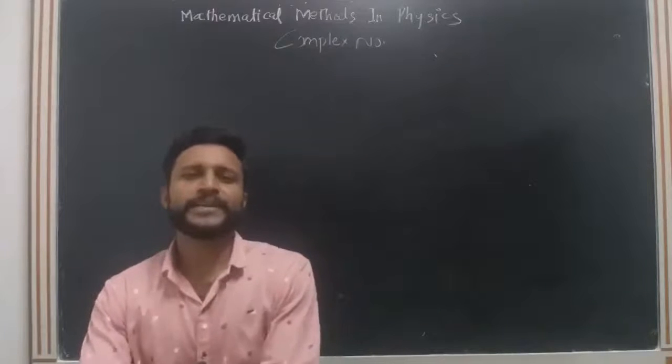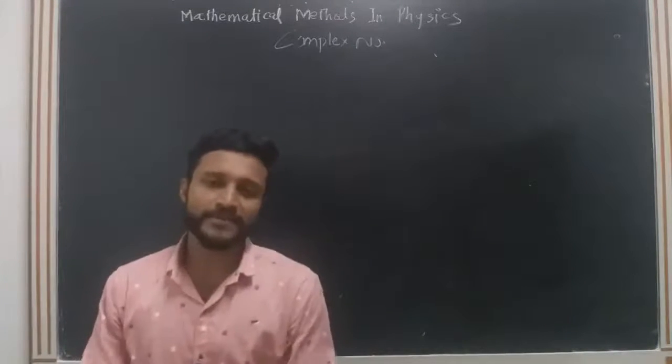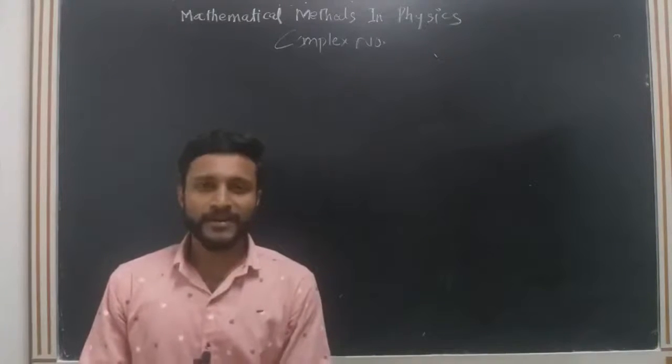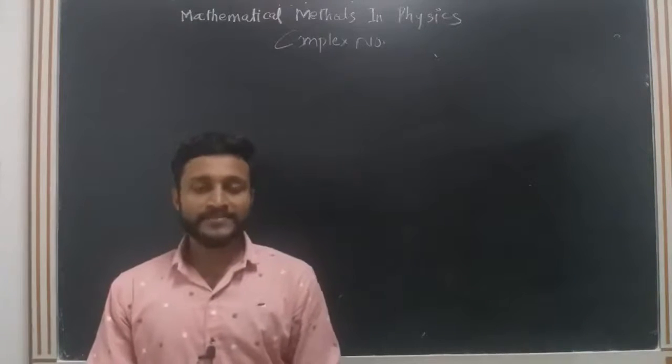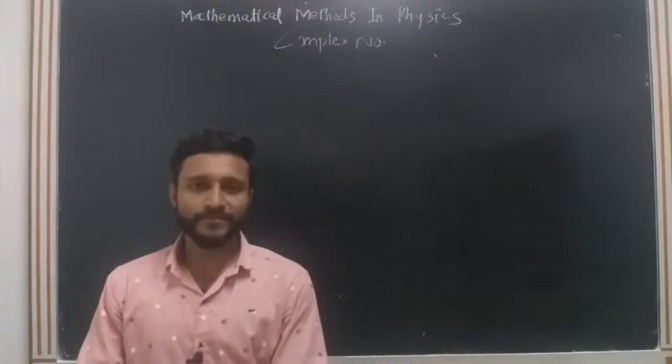So since the beginning we are talking about complex numbers, where a complex number is a combination of a real number and an imaginary number. Also we have seen the various forms of complex number, and we can convert one form of complex number into another form.